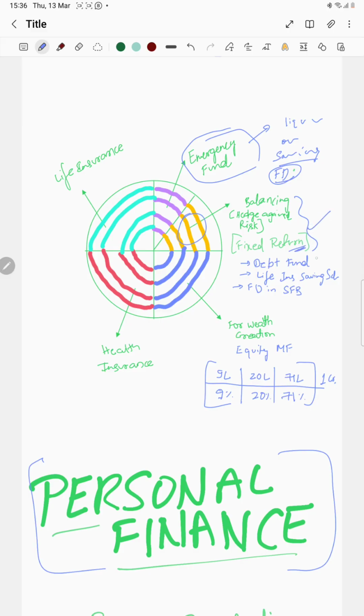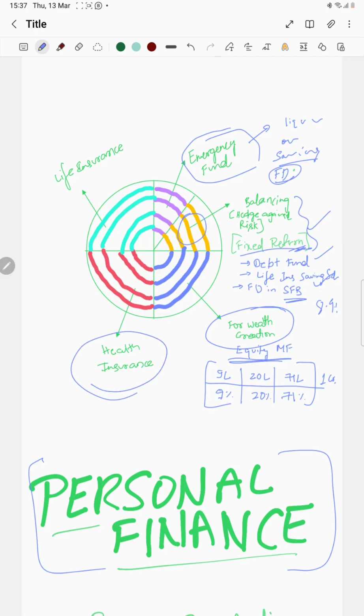Another portion of your investment should go into a fixed return generating asset, like debt funds in mutual funds, or life insurance saving schemes. Some life insurance saving schemes give 8 to 9% returns every year, and also cover your life risk with death benefits. You can also consider an FD in a small finance bank to generate fixed returns every year.